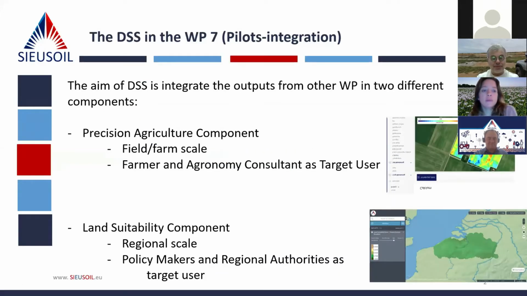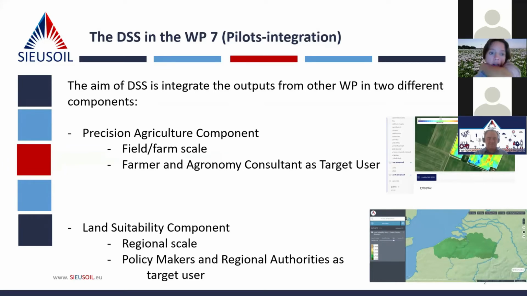So the aim of the DSS is to integrate the output from other work packages into different components. It has been thought of as the precision agriculture component, where the right scale is the field or farm, and the target users would be farmers and agronomy consultants. This component is holding the Work Package 4 products.